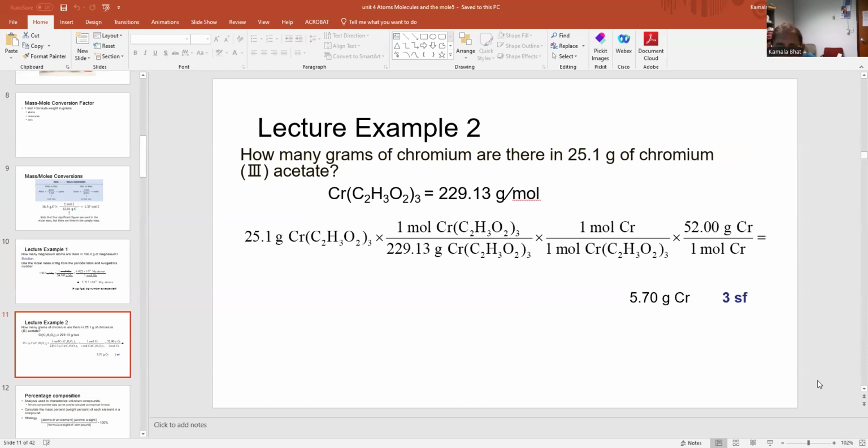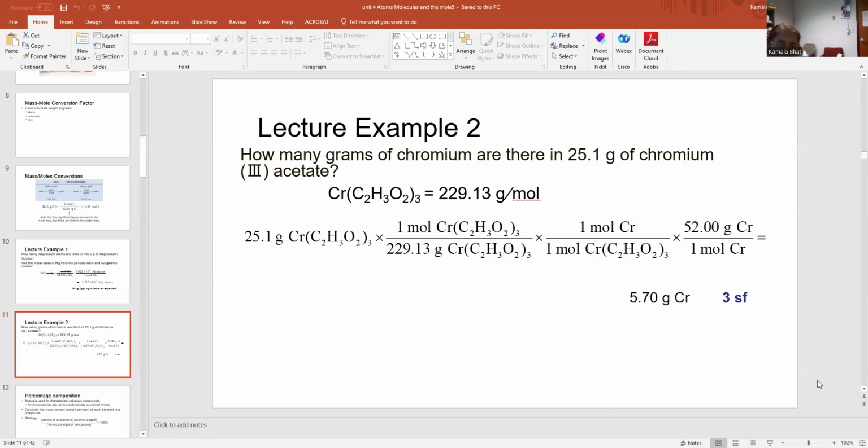You want to find out the grams of chromium present. So now you're not asking for the grams of the whole compound, but you are asking the amount of chromium present in 25.1 grams of chromium acetate. The first step is to calculate the molar mass of chromium acetate. The formula is given, remembering that the subscript outside the parenthesis applies only to the elements inside the parenthesis.